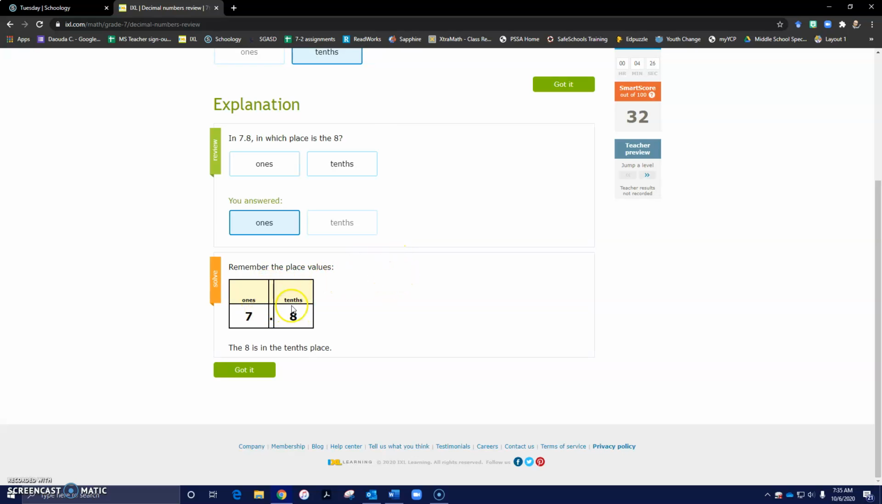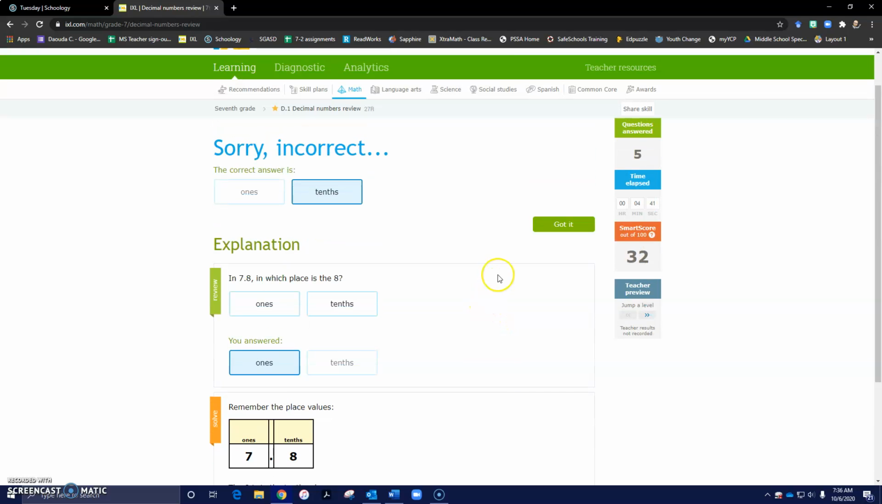Well, again, it's talking about place value, and it's going to show me a visual example here of where the correct digit is. Obviously, the 8's in the tenths place. Okay, then you can click got it, like, okay, I understand. So please take your time. Don't just rush through this, because you're going to end up frustrating yourself very quickly.